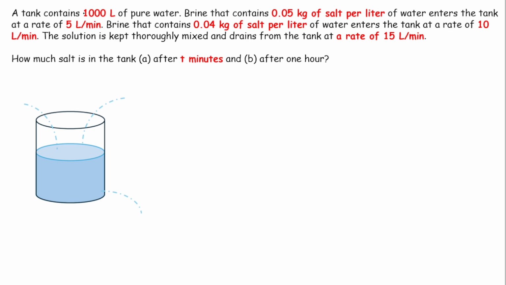Okay, so let's write out what is given by the problem here. So we have some brine here, which is 0.05 kilogram salt per liter, right? And then it enters the tank at a rate of 5 liters per minute. And then the second flow here, we will have 0.04 kilogram per liter, and it enters with the rate of 10 liters per minute. And then it goes out at the rate of 15 liters per minute. And then this tank here contains 1,000 liters of water.